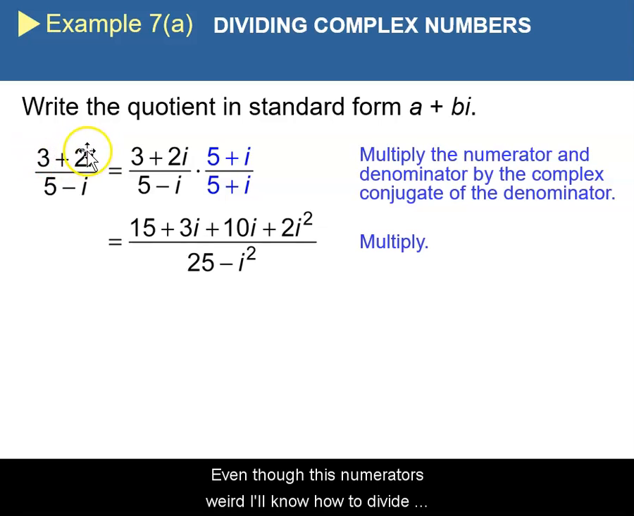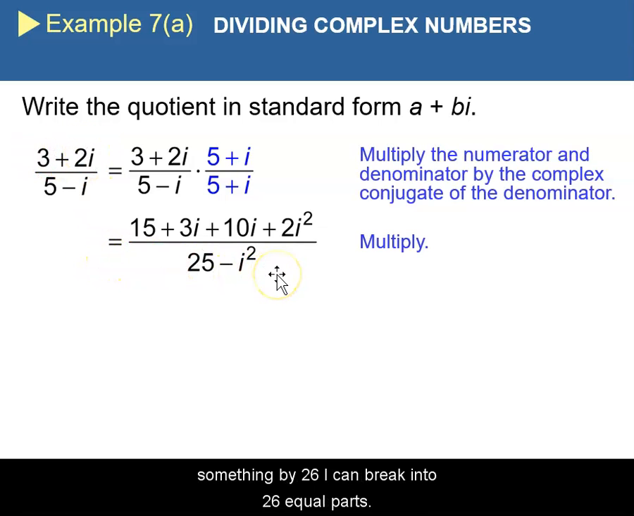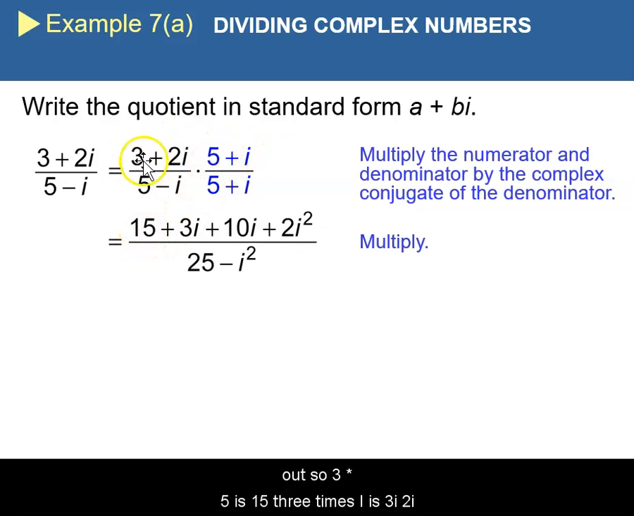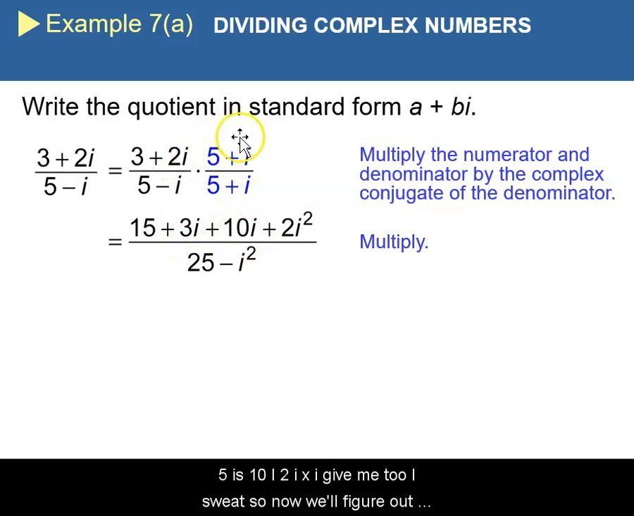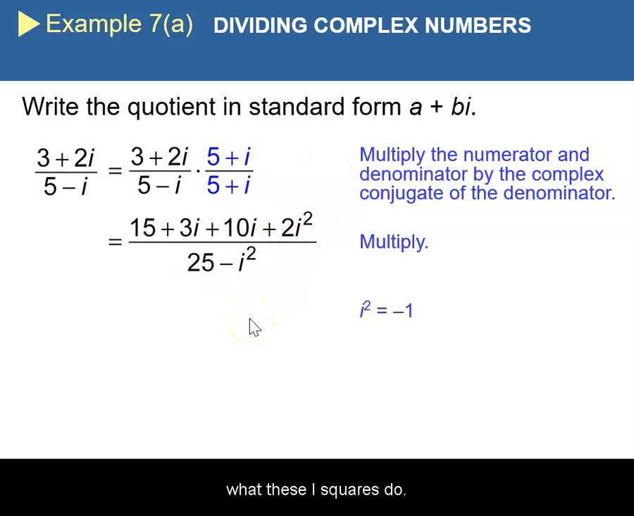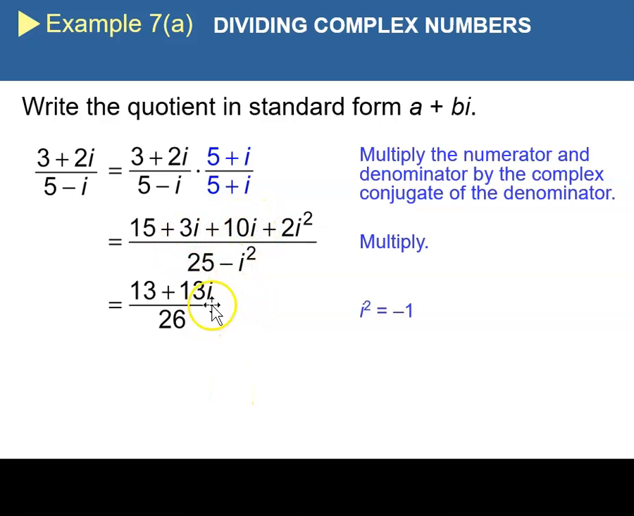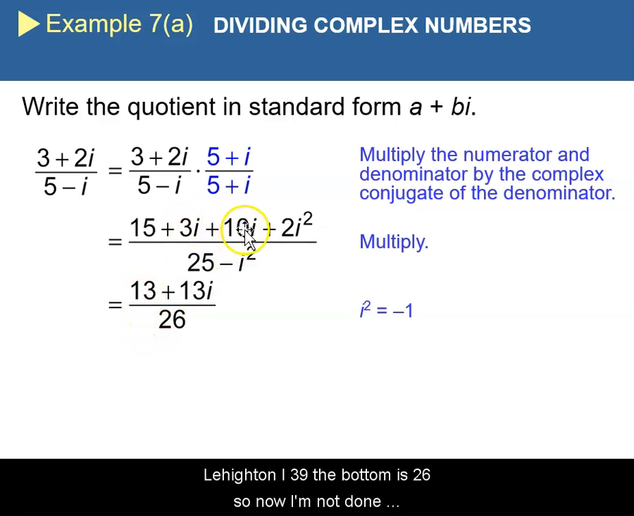Even though this numerator is weird, I'll know how to divide something by 26. I can break it into 26 equal parts, right? So the numerator we get by multiplying these two values out. So 3 times 5 is 15, 3 times i is 3i, 2i times 5 is 10i, 2i times i gives me 2i squared. Okay, so now we'll figure out what these i squareds do, right? And we can start to add things like 3i plus 10i will give me 13i. Okay, so this turns into a negative 2 plus 15, so that's 13. 3i and 10i is 13i.